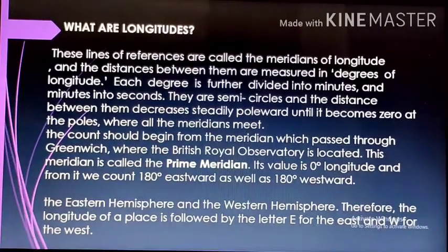Now, if we look at the grid of the parallels of latitude and meridians of longitude on the globe, we can locate any point on the globe very easily if we know its longitude and latitude. For example, Dhubri in Assam is situated at 26 degree north latitude and 90 degree east longitude. Now, the point where these two lines cut each other will be the point where Dhubri is located.